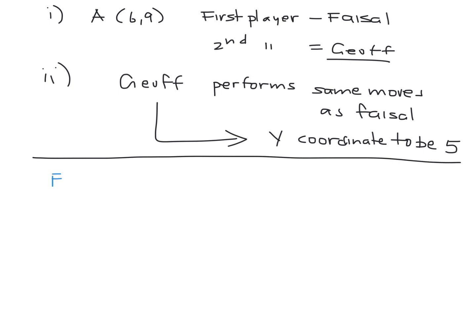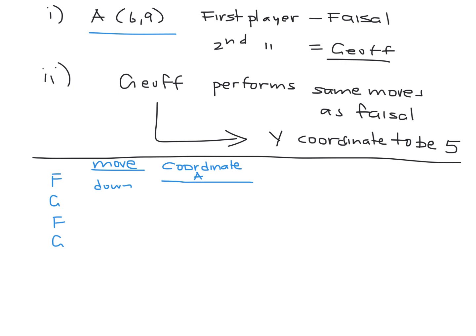So we have Faisal, Jeff, and then Faisal and Jeff and like that, right? And then we'll do the moves and we'll figure out the coordinate for A. We're starting at 6, 9, right? Okay, so Faisal goes first, and let's say he goes down. Then Jeff has to go down as well. Remember, that's the strategy, that he's got to perform the same moves as Faisal. So it started at 6, 9. It's going to be 6, 8.